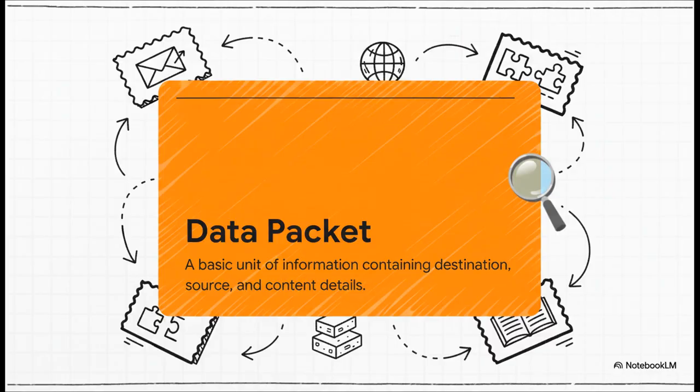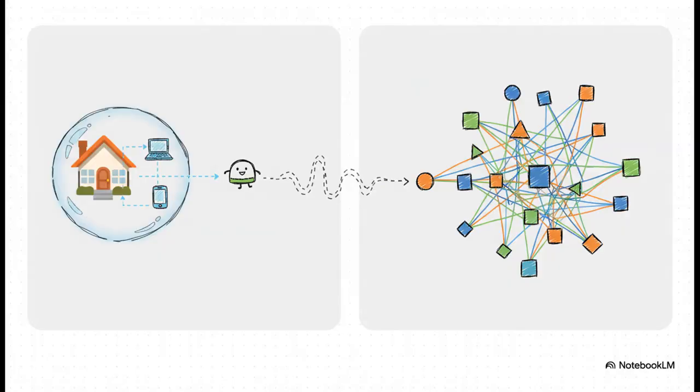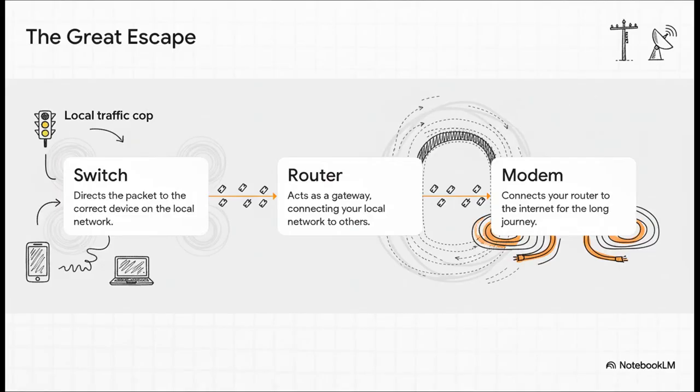Okay, so our brand new packet is ready to go, but first it has to leave the safety of its home. And home is your local area network, or LAN. That's just your Wi-Fi at home or in the office. From there, it's got to venture out into the great unknown, the wide area network, the WAN, which is what we all just call the internet. So how does it pull off this great escape? Well, it all happens in a flash.